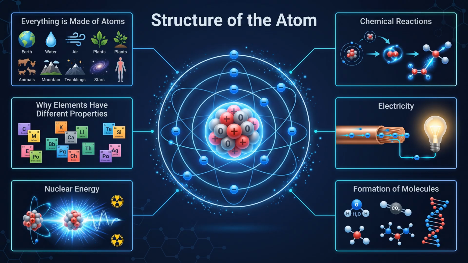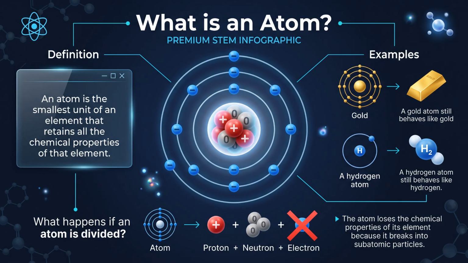Lastly, the nuclear energy panel on the bottom left demonstrates that the dense nucleus itself holds a massive amount of raw power. When that core is split apart, fission, or fused together, fusion, it releases the tremendous bursts of energy used to generate nuclear power. By understanding the basic anatomy of an atom, we can unlock the secrets of everything from electrical engineering to our own biology.